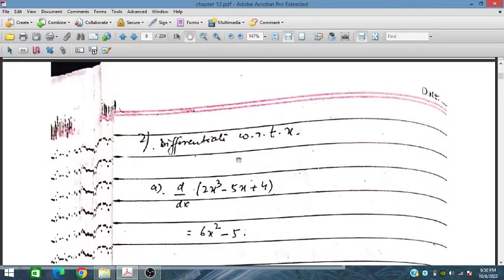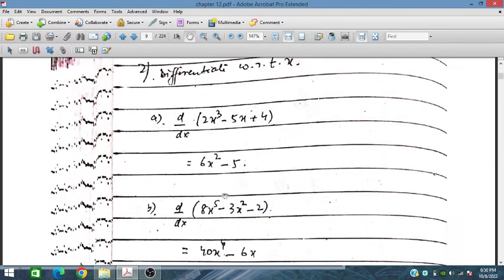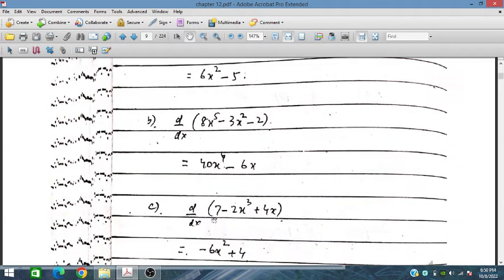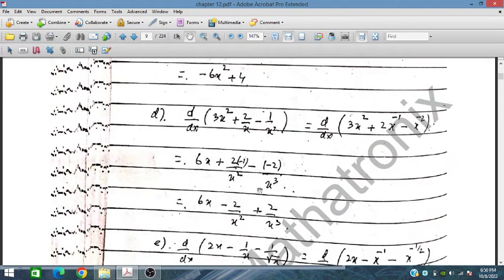Now part 2 of differentiate with respect to x. We have to find dy by dx, and every term will be differentiated. So this is 6x square, because 3 multiplies with 2 and becomes 6. Similarly for the next term, 5x gives 5, with x power 1 minus 1, x power 0, meaning 1. And the constant becomes 0. So this is dy by dx for this one. Similarly for the next one.